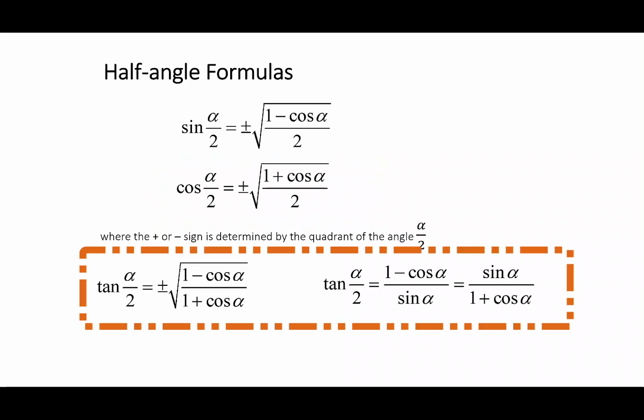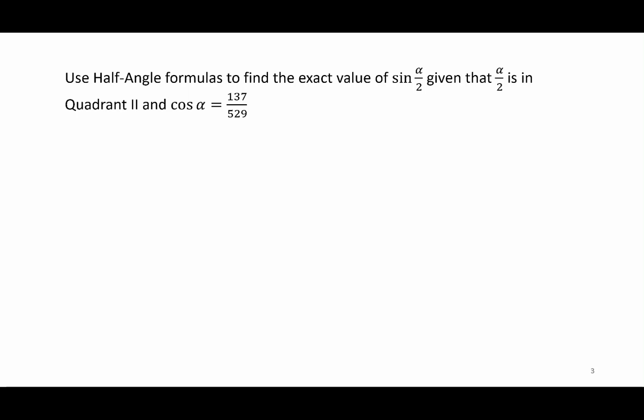half-angle formulas for tangent. To start, we're going to use the half-angle formulas to find the exact value of sine alpha over 2, given that alpha over 2 is in quadrant 2 and cosine of alpha is 137 over 529.